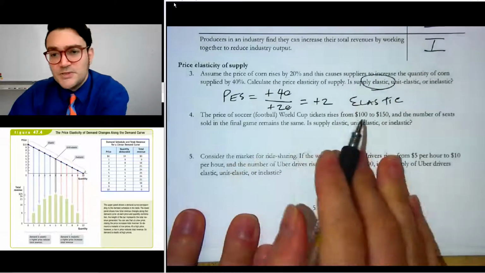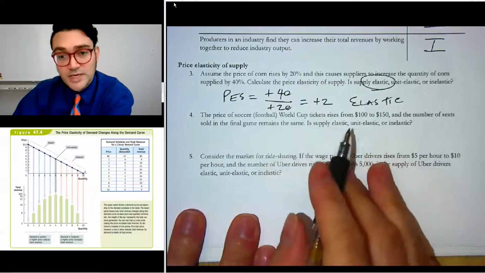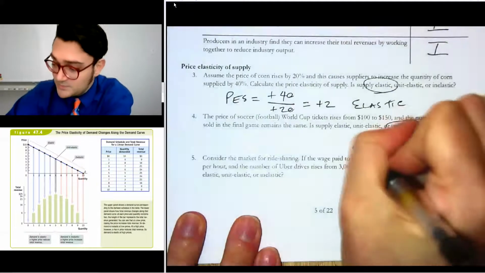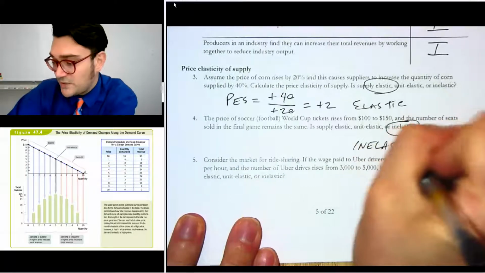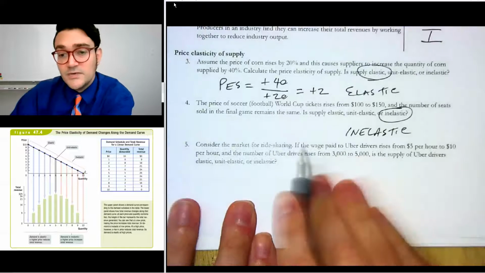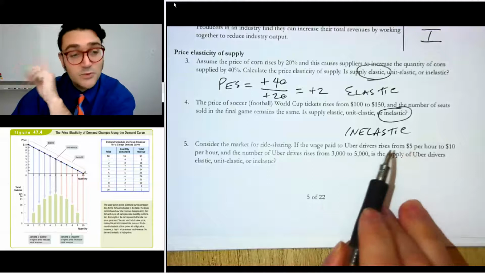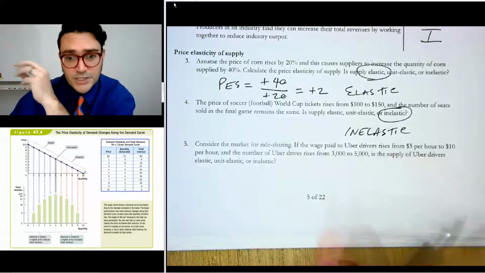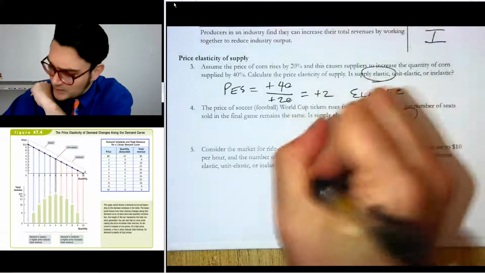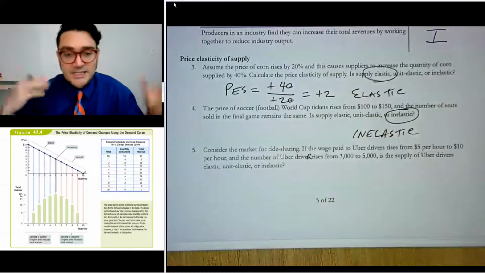Price of football tickets goes from 100 to 150. Number of seats remains the same. So in this sense, if the number of seats remains the same, then we know we are inelastic. We don't calculate anything there because the number of seats stayed the same. And then the market for ride shares: if the wage paid to Uber drivers goes from 5 to 10, so we're actually talking about the supply of labor here, the number of Uber drivers rises from 3 to 5, is the supply inelastic, elastic, unit elastic?